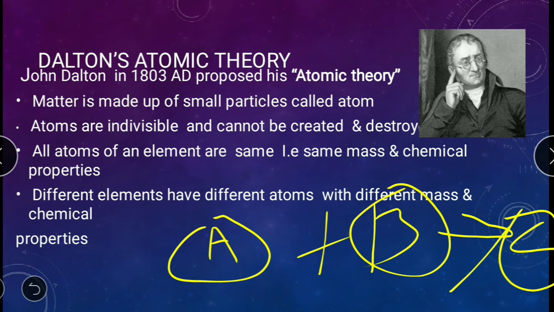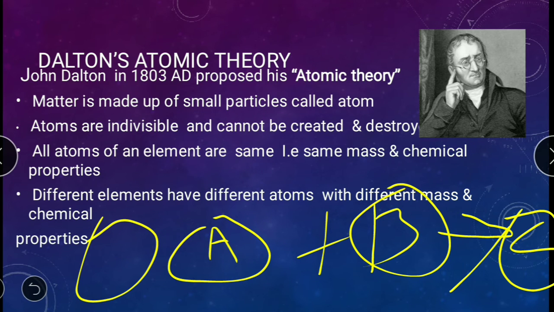The next postulate is all atoms of an element are same, that is, same mass and chemical properties. Let us take an example. Suppose we have the element iron. We zoom into it, and what we see is that the atoms of the element iron are similar to each other, and they have the same mass and same chemical properties, so we can say that all the atoms of an element are same.